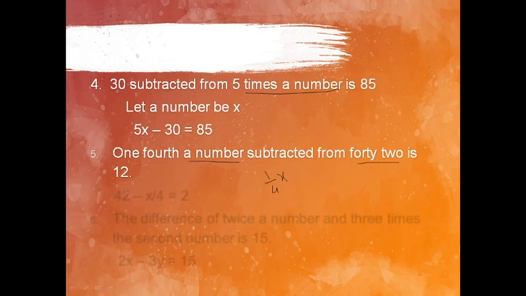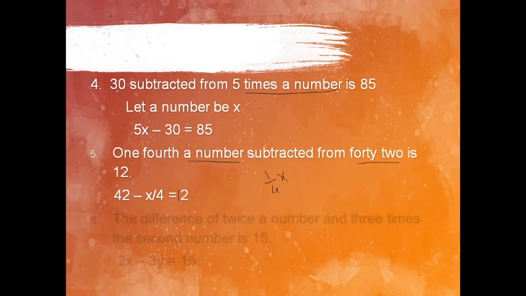According to the statement, 1/4 of a number subtracted from 42 is 12. Therefore, the equation will be 42 minus x by 4 equals 12. Sorry, I have written 2 here, but it is 12.